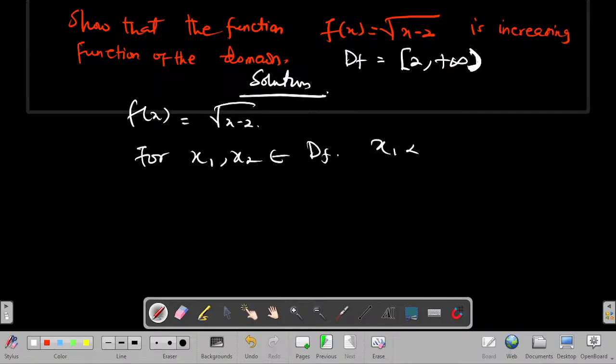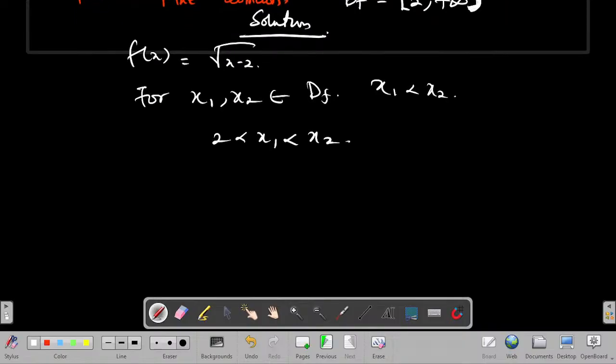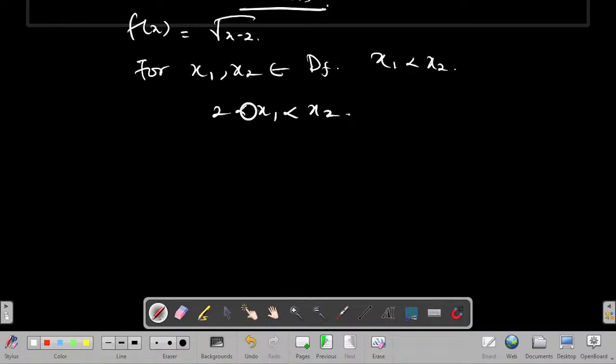That x1 is less than x2. We will genuinely know that x1 and x2 are members of our domain. Our domain starts from what? 2 and ends at infinity, meaning the smallest number is 2. Therefore, since x1 and x2 are random numbers, I can say that 2 will be less than x1, and x1 will be less than x2. This is a fair point. Once this has been established, our goal is to convert this expression towards our function.